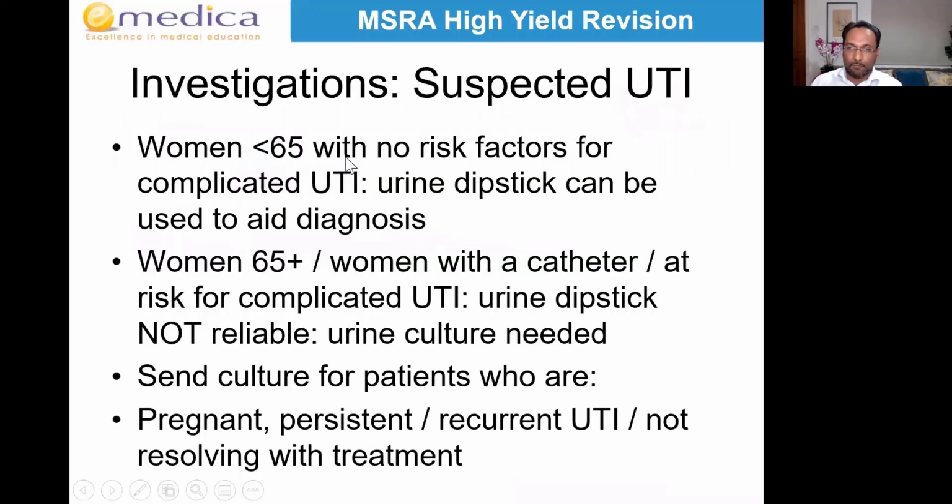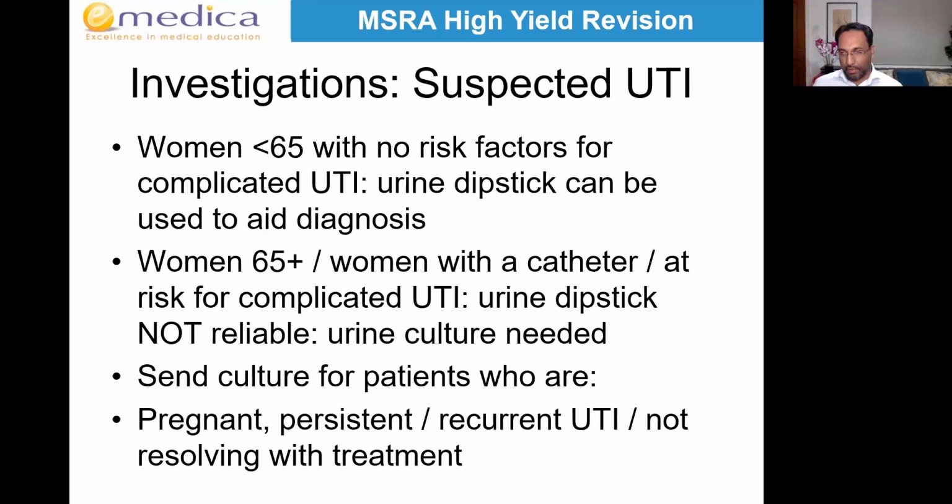So if we look at the guideline, for a suspected UTI, in a woman under 65, no risk factors for complicated UTI, you could use a urine dipstick. And if you had both leukocytes and nitrites, because there's a more than 90% chance that they've got it, you don't even need to send a culture. You could just treat that. So you could diagnose just based on the symptoms and the dipstick.